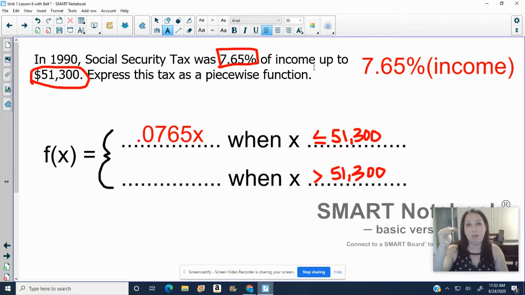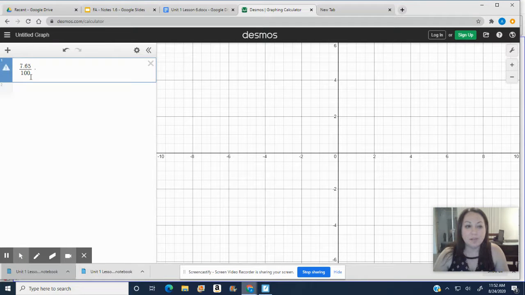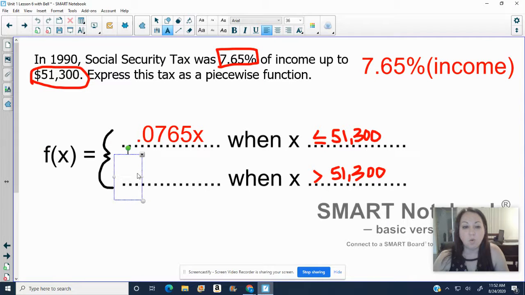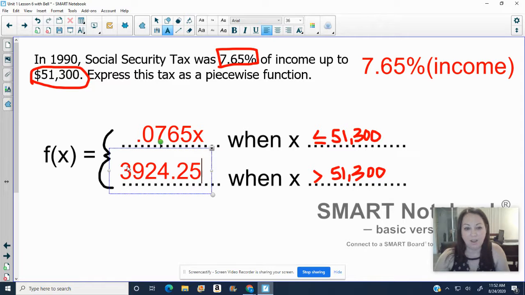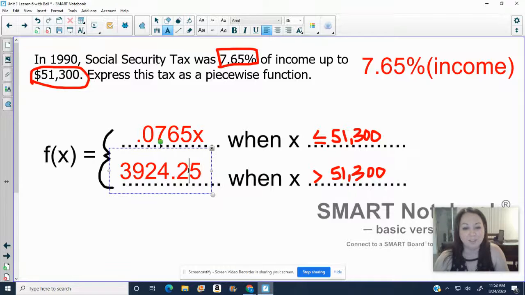So once I've made that amount, I'm only paying the 7.65% on that whole amount, $51,300. So I'm going to go back to decimals where I already typed in my percentage, and I'm going to type in that income threshold, $51,300. The most I'm going to pay in Social Security tax on this one is $3,924.45. So once I go over that limit, I'm going to try and put it up a little bit higher, 3924.25, I believe was the amount. Oh, sorry, 45, wrong decimal.